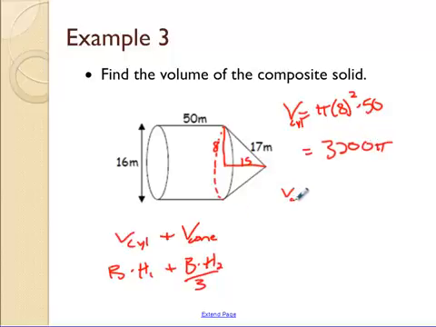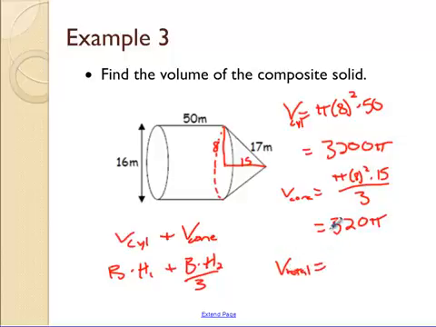Now for the cone, it's pi r squared, same radius because they're connected, my new height of 15, and this time I divide by 3. So 64 times 15 divided by 3 gets me 320 pi. So the total volume is 3,200 plus 320, and I get 3,520 pi.